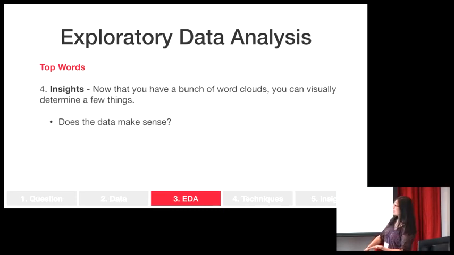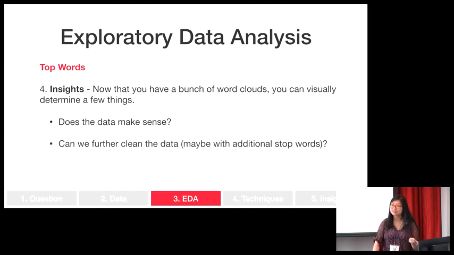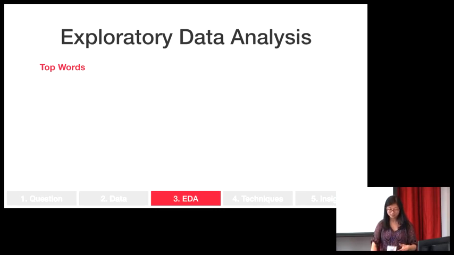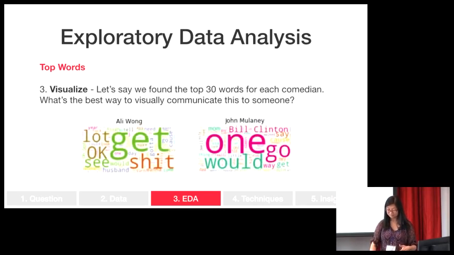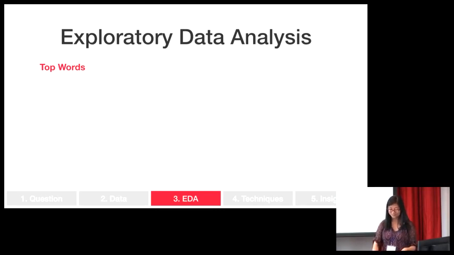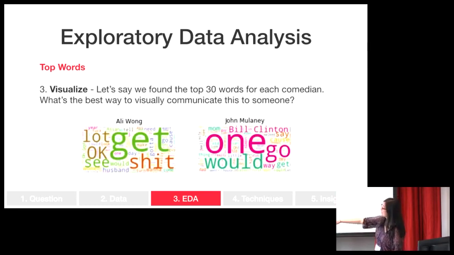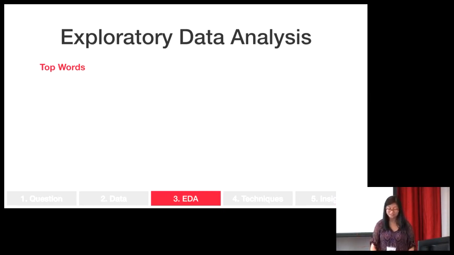Okay, so the last thing you want to do is take a look at the visualizations, see if your data makes sense, and figure out if you have to clean your data some more. And then you can also get some initial findings from this. So how are the comedians different from each other? Well, you saw that Ali Wong says a lot, and John Mulaney talks about Bill Clinton a lot in his skit. So those are some ways you can see that they're different.